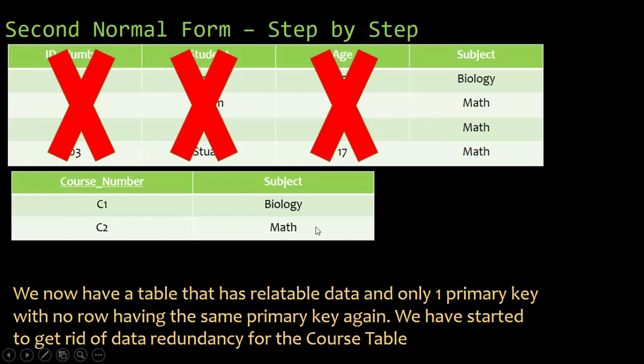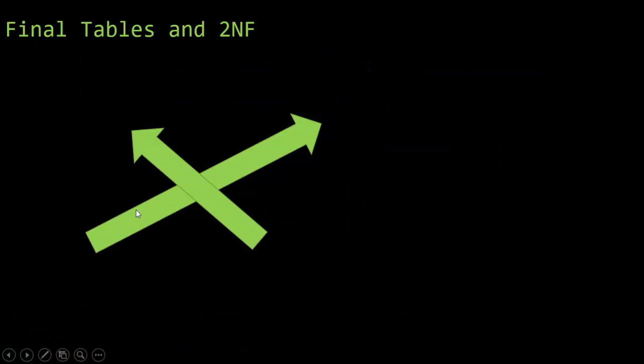Now, it doesn't have to be course number. It could be ID, it could be course ID number. You can call it whatever you want. But now we have a table that has relatable data with only one primary key, course number, with no row having the same primary key again. We have started to get rid of data redundancy for the course table, which is what second normal form does. So this would be our final tables in 2NF.